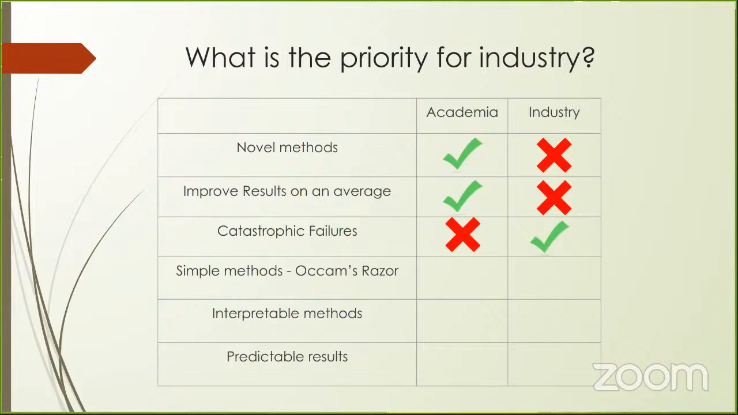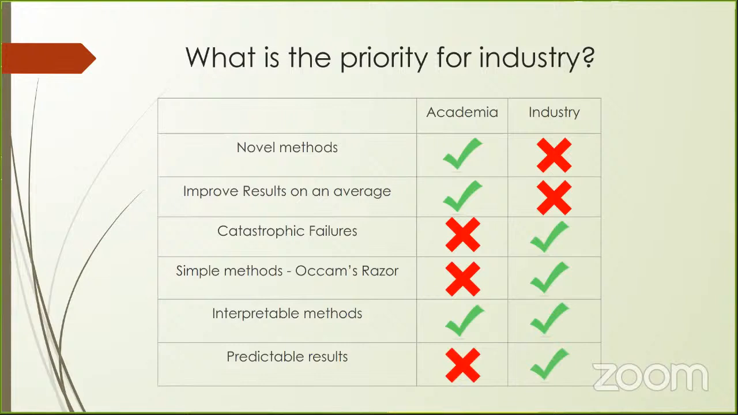I'll come to what that means. Simpler methods are more accepted in industry, not in academia. In academia, you are always curious, trying to find new ways to do the same thing. In industry, if some simpler method works, it's good. Both academia and industry do care about interpretable methods. It would be nice if you know why something worked or why something didn't work. And academia doesn't always worry about predictable results.